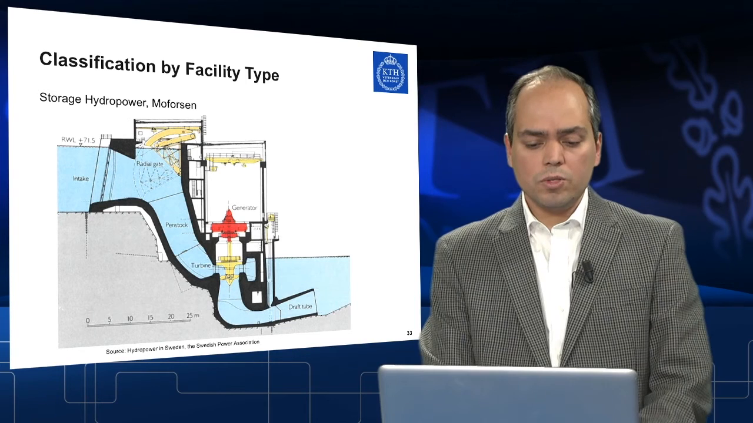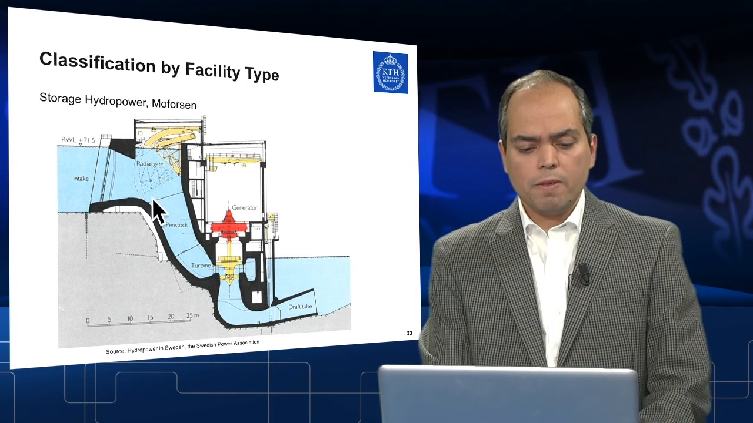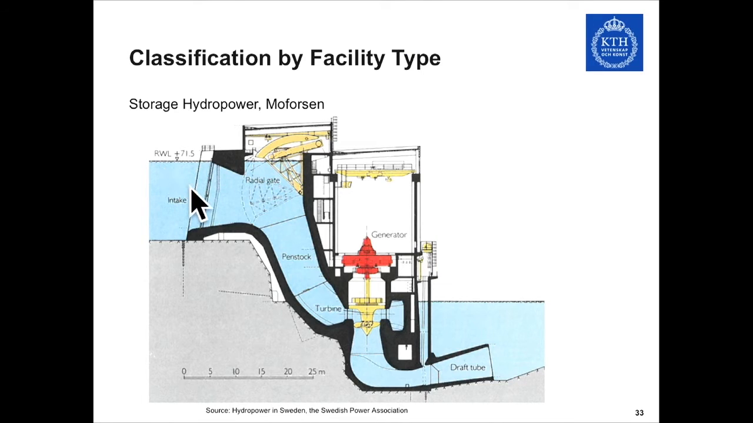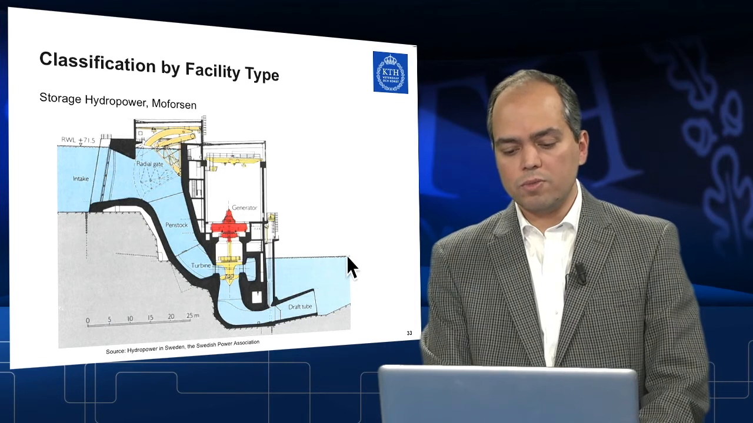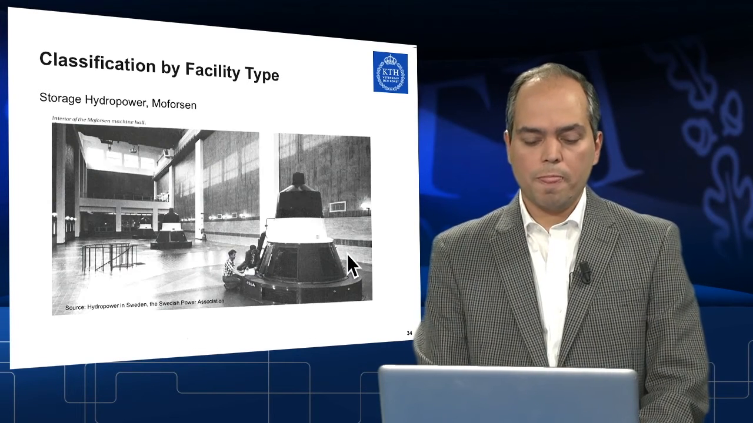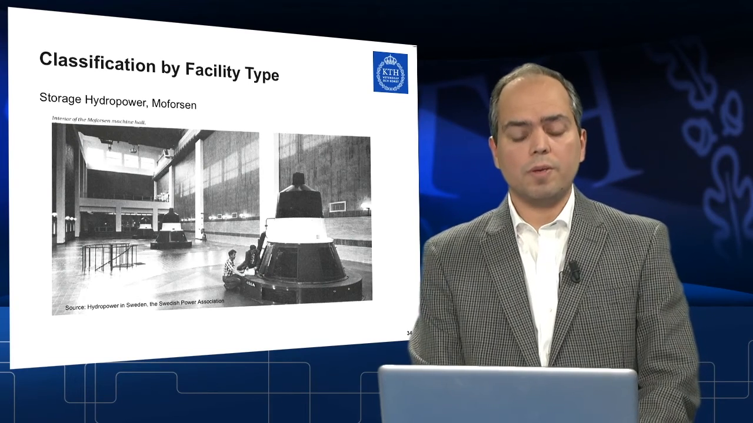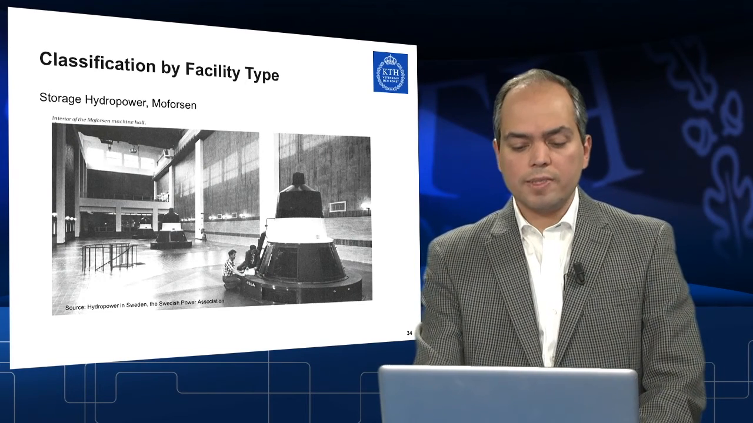We take a look at the section of the power plant. So water, you could see the intake, the trash racks are located here. These radial gates are in order to stop or even regulate flow based on the demand. The penstock, the turbine itself, which is coupled to the generator, and the draft tube. And this is a photo from the machine hall of the same power station.